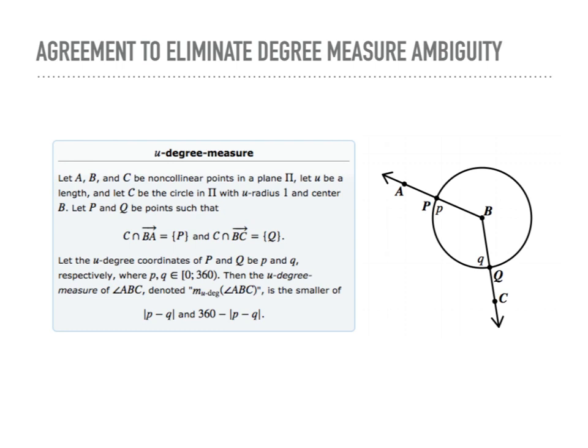Both of them are between 0 and 360. Then the U degree measurement of angle ABC, denoted like that, is the smaller of the absolute value of p minus q and 360 minus the absolute value of p minus q. So we're only going to be looking at angles that are between 0 and 180 degrees. So we're always going to pick the smaller of the differences.